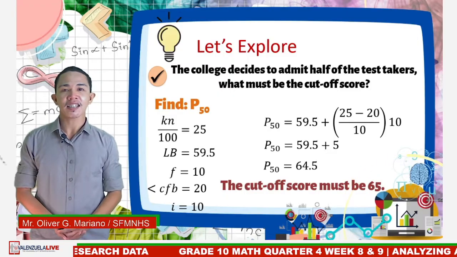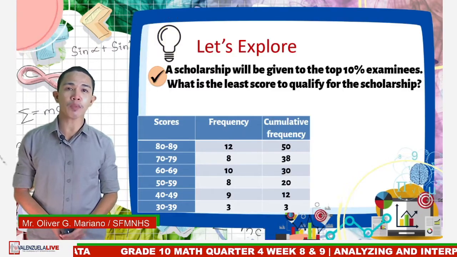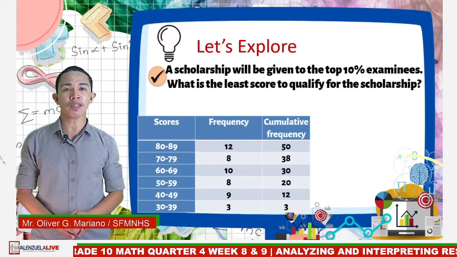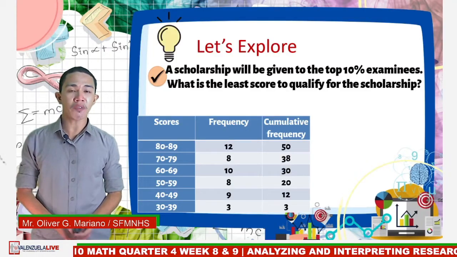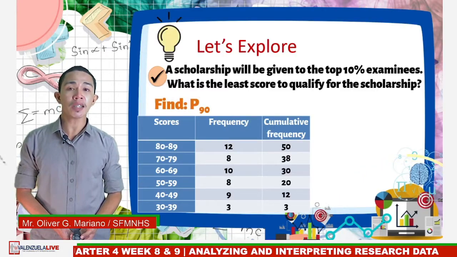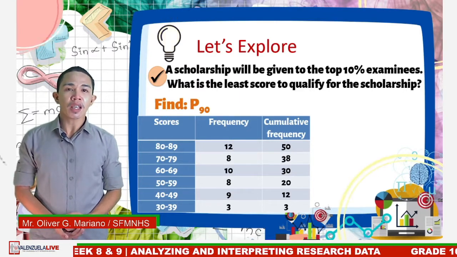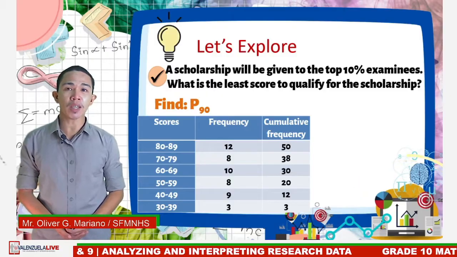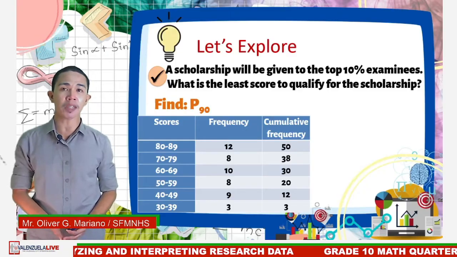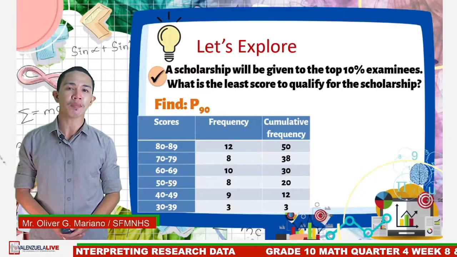All right. Let's move to the second question, which is a scholarship will be given to the top 10% examinees. What's the least score to qualify for the scholarship? Again, with reference to this frequency distribution table, we shall find now for P sub 90. Why P sub 90? Again, if you have top 10%, that means that the distribution is divided into the lower 90% and the upper 10%. And that corresponds to the 90th percentile.